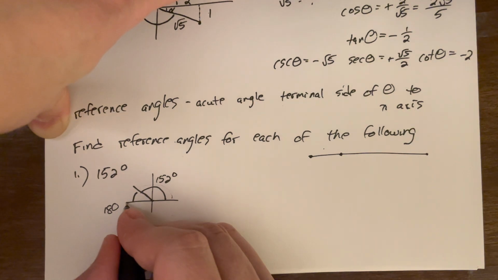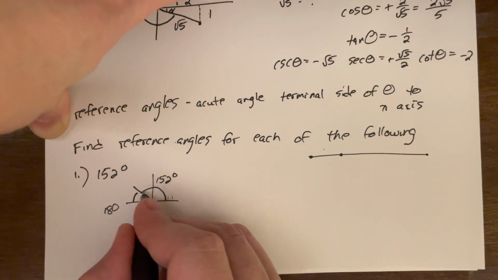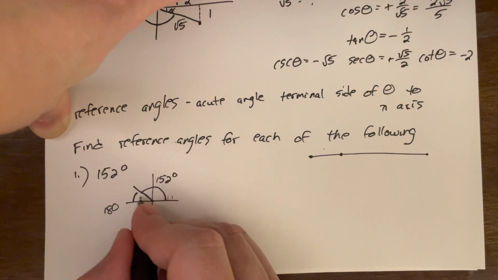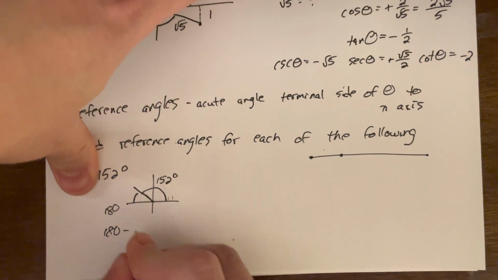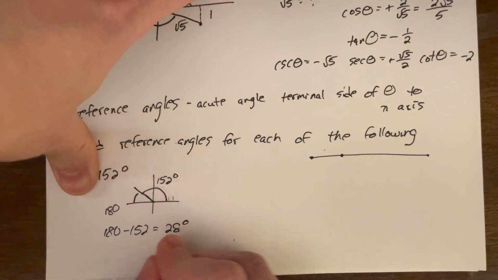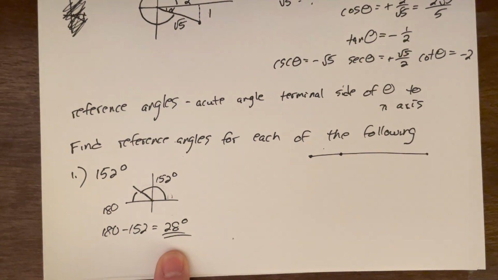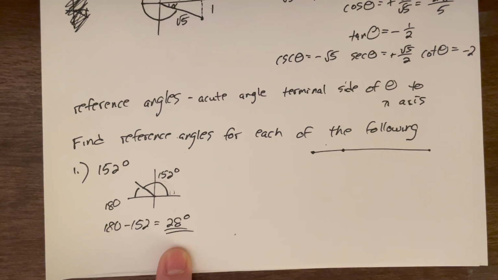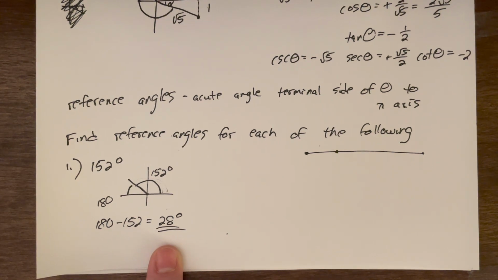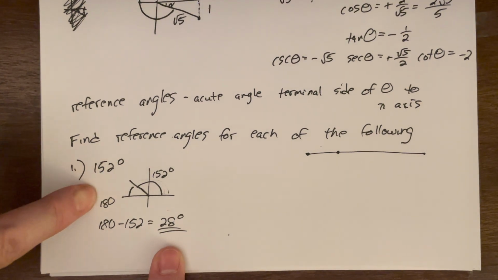All of this is 180. This is smaller than 180. How much is it short of 180? By this amount. So this reference angle will be 180 minus 152, which would be 28 degrees. And like I said, in the book, it's almost like they want you to memorize that. They say, if you're in the second quadrant, you should do 180 minus the angle to get the reference angle. I really hope you don't have to memorize that. We should be able to look and see it.